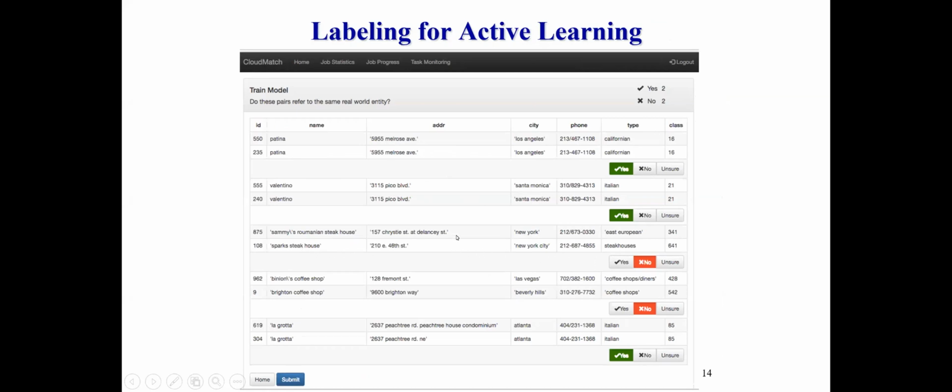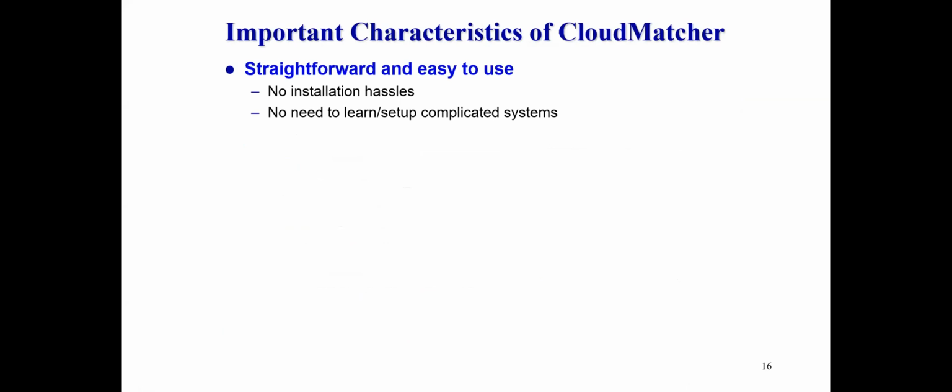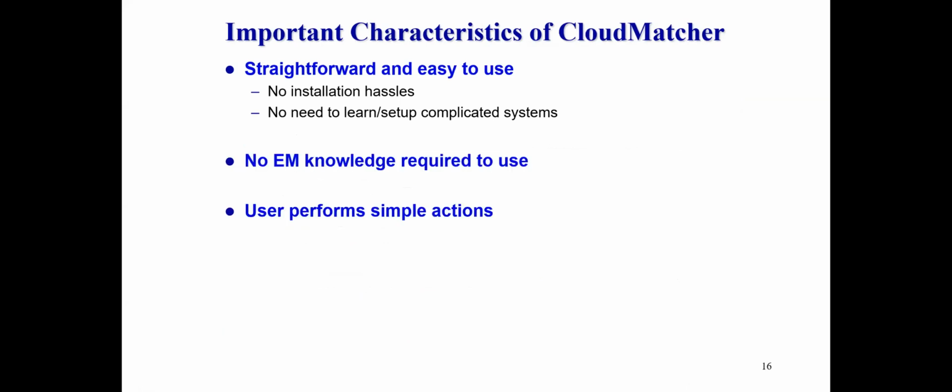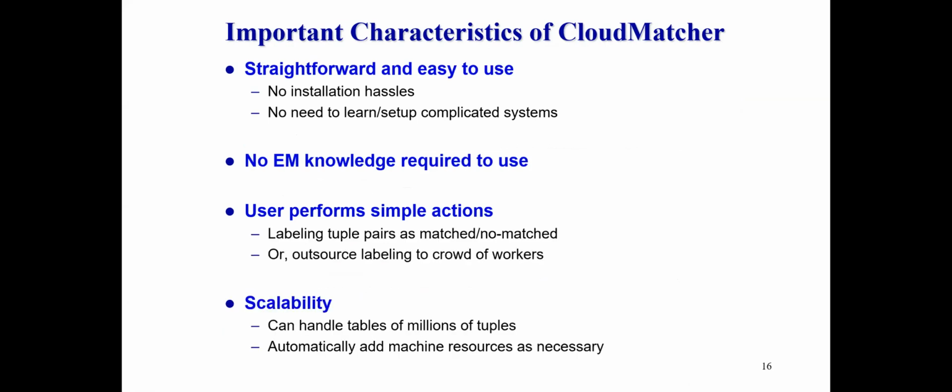You just click yes, no, and unsure for anywhere from 300 to 600 tuple pairs, and you are done. The system will learn to match from that, and it will return the matching tuple pairs for you to download. So this is a very, very simple system to use. As I said, it is straightforward and easy to use. There's no required EM knowledge. The user just labels tuple pairs, and it can scale to tables of millions or tens of millions of tuples.